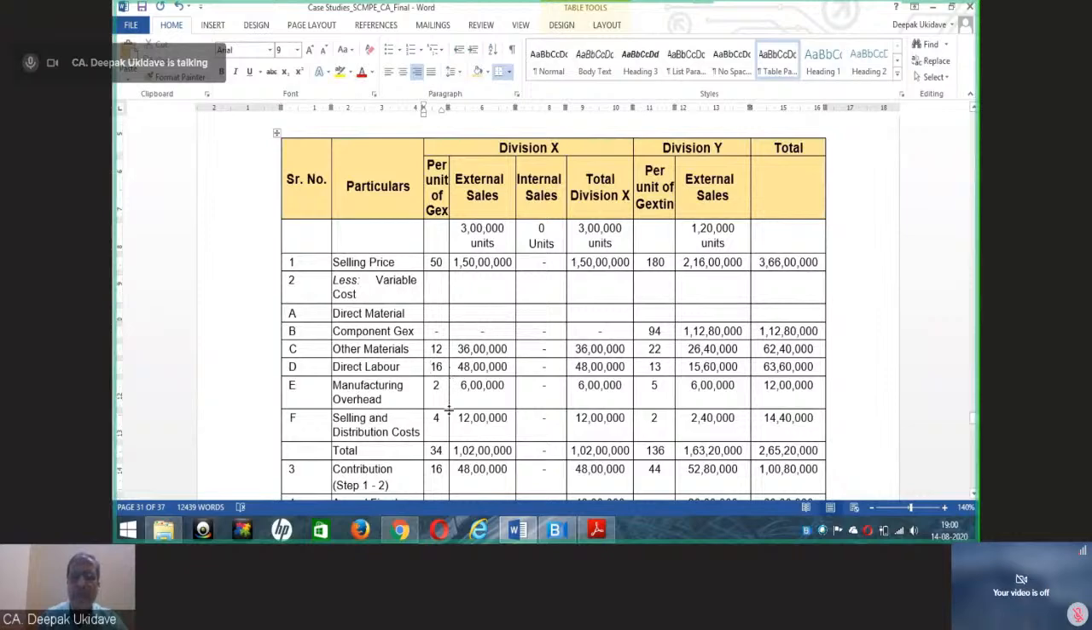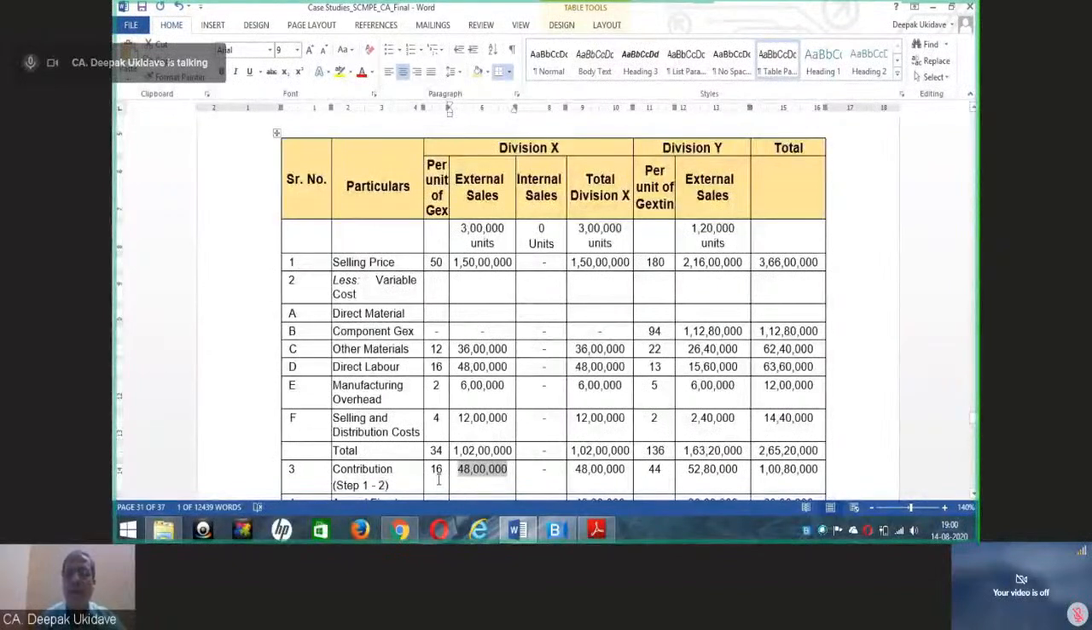So going by all these figures which remain the same, 12 rupees, 16 rupees, 2 rupees and 4 rupees. So 34 rupees is the variable cost and 16 rupees is the contribution. I told you directly also you can do 16 rupees contribution multiplied by 3 lakh units which it sells in the market. So your total contribution is 48 lakhs. Figure directly भी workout कर सकते हो 16 multiplied by 3 lakh.